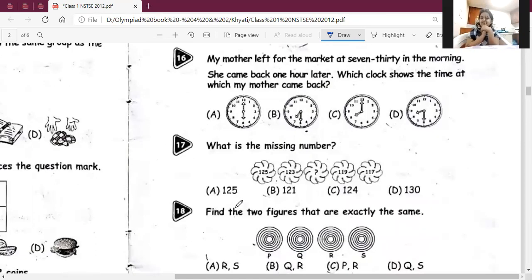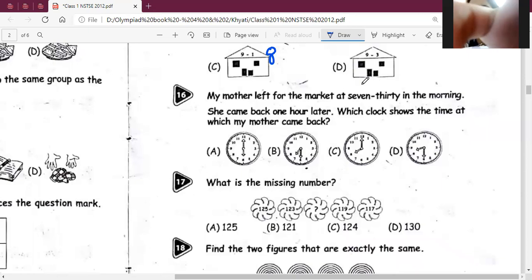Okay, next 16. My mother left me for the supermarket at 7:30 in the morning. She come back 1 hour later. Which clock shows the time at which my mother come back? Ma'am, B.